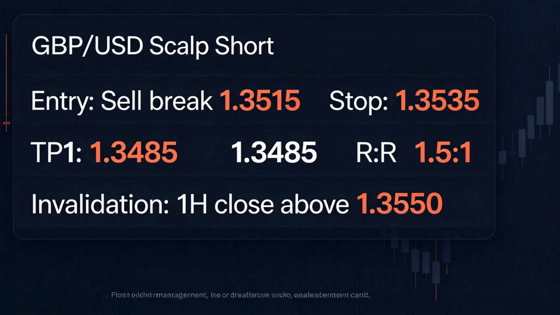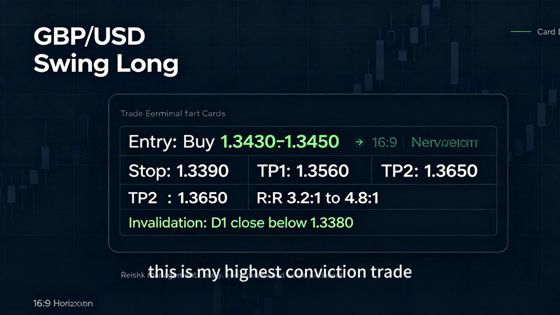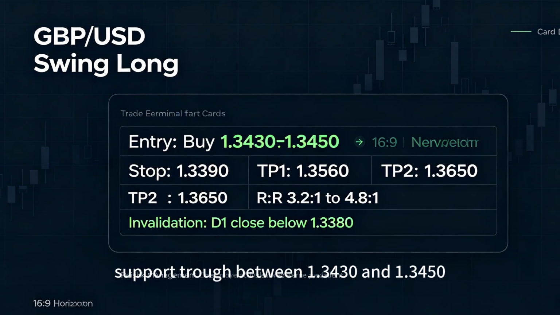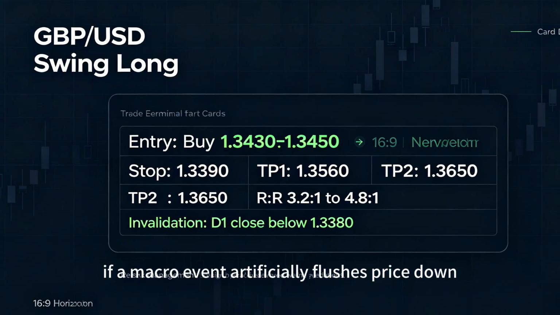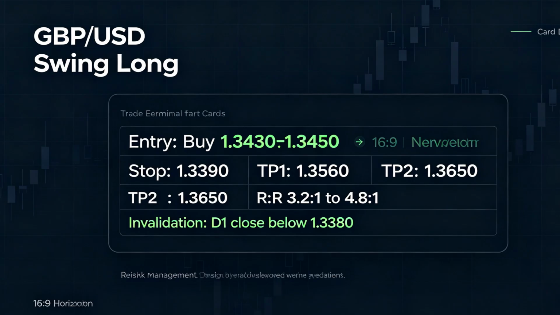Swing setup. Bullish accumulation. This is my highest conviction trade. I'm looking to buy inside the structural support trough between 1.3430 and 1.3450 if a macro event artificially flushes price down. Target 1.3560. Extension 1.3650. Stop at 1.3390. Entry. Buy 1.3430 to 1.3450, if flushed.